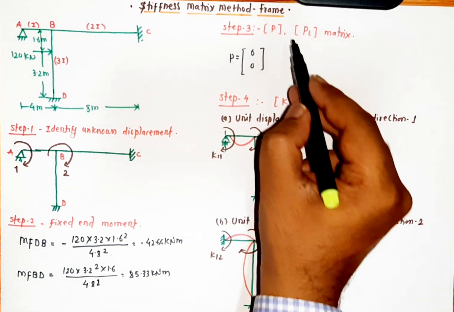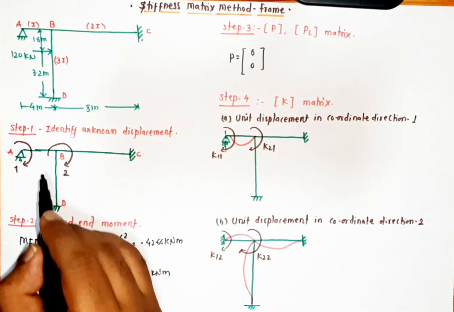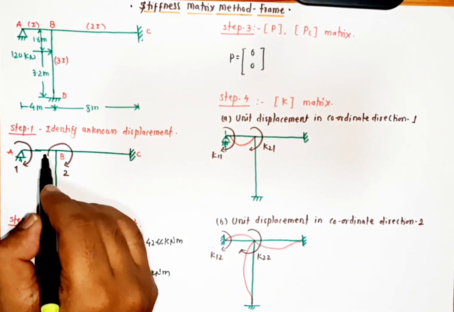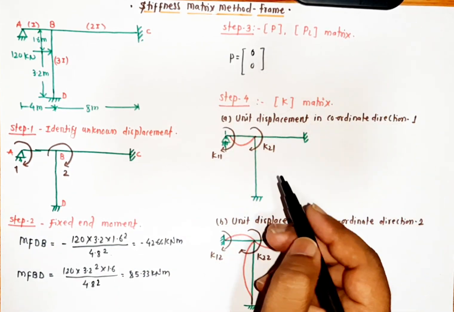Now the next step is to identify the P and PL matrix. Here, along coordinate direction 1 and coordinate direction 2 there is no loading, that's why our P matrix will be 0, 0.